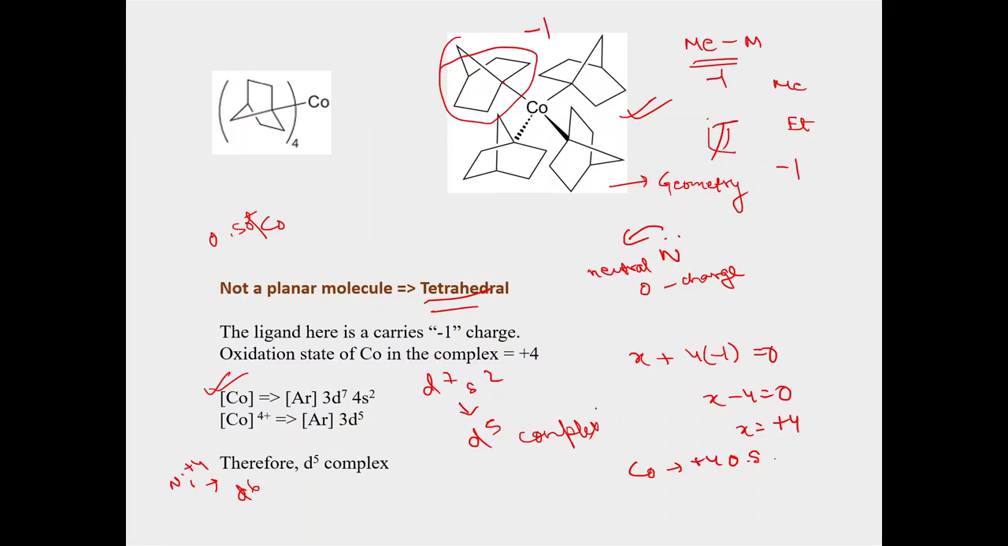D6 means for high spin, you will see 1, 2, 3, and for high spin 1, 2, 3, 4, 5, 6. And for low spin 1, 2, 3, 4, 5, 6. Okay, so you are saying what will happen in this case? It will be high spin or low spin?